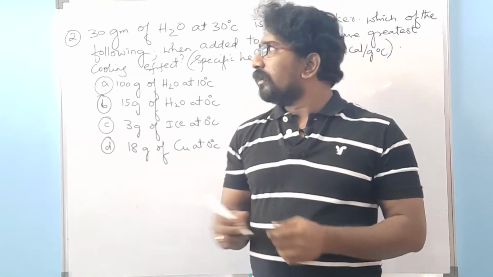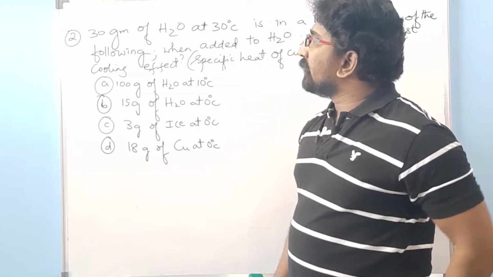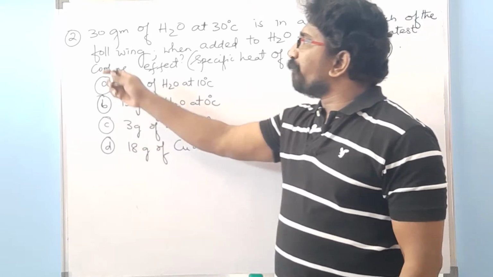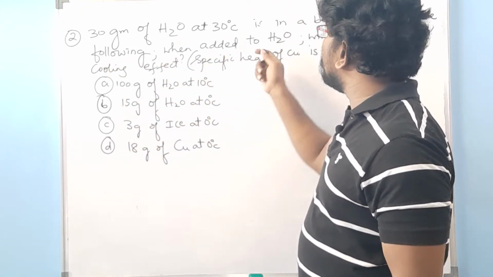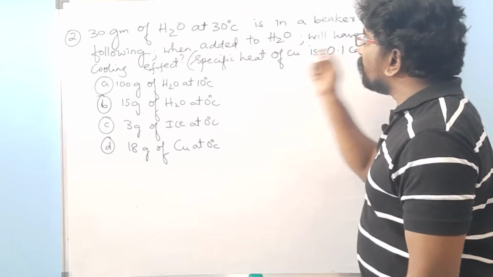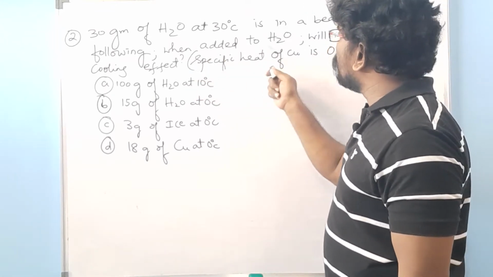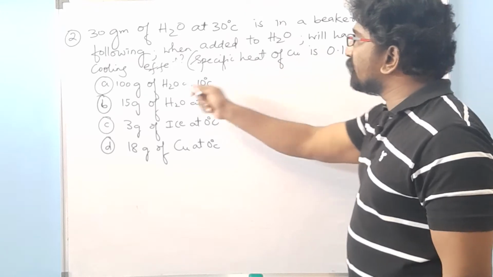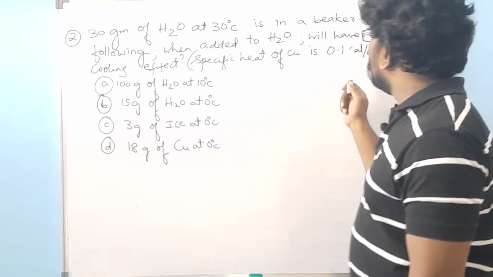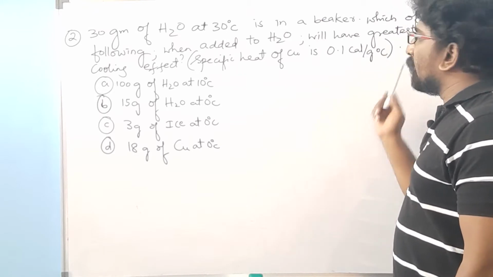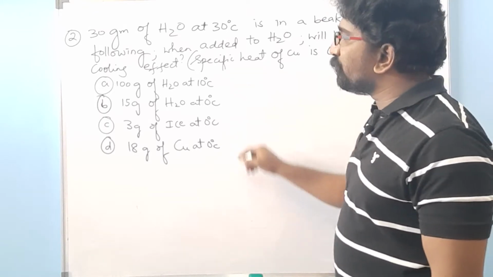Second numerical, this is again a calorimetry problem. So see now, 30 gram of water at 30 degrees Celsius is in a beaker. Which of the following, when added to water, will have the greatest cooling effect? In brackets it is given the specific heat of copper is 0.1 calorie per gram degree Celsius. So these are the options which are given here.